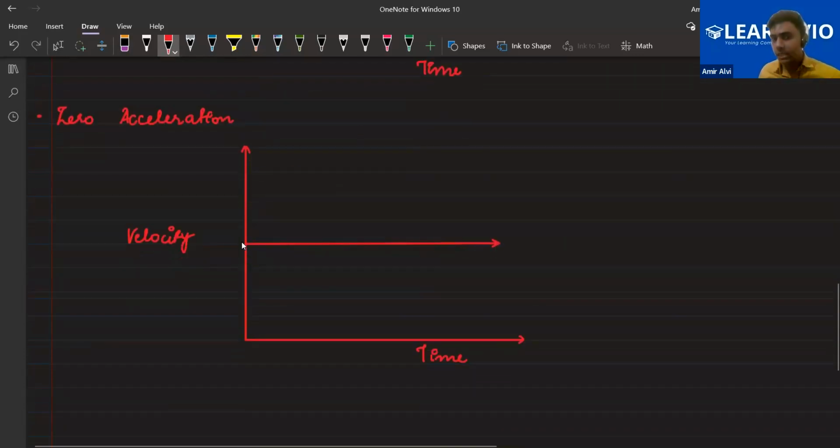So in this case, is there any angle between the x-axis and the line if it's parallel to the x-axis? No. If they are parallel, it means the angle is 0. So angle is 0 means acceleration is 0, right?